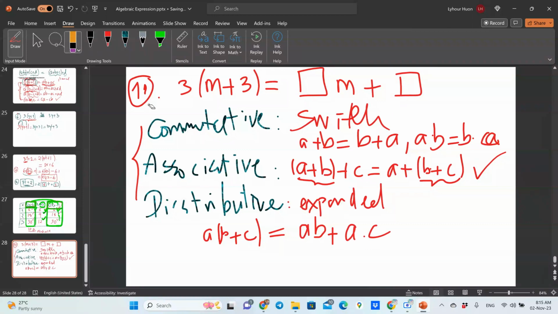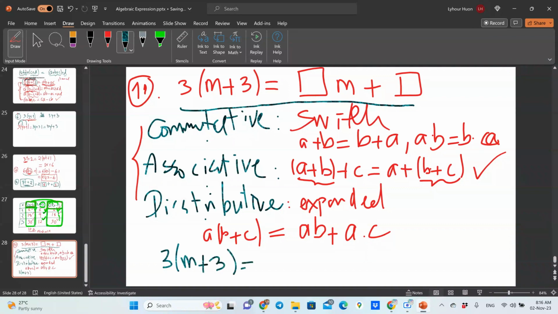So, number 11, which property are we using? Commutative, associative, or distributive? Distributive, yes. So 3 times m plus 3 will be equal to 3 times m plus 3 times 3.